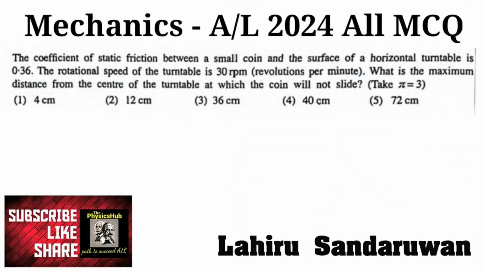Question number 7. The coefficient of static friction between a small coin and the surface of a horizontal turntable is 0.36. The rotational speed of the turntable is 30 rpm. What is the maximum distance from the center of the turntable at which the coin will not slide? Take pi value as 3.